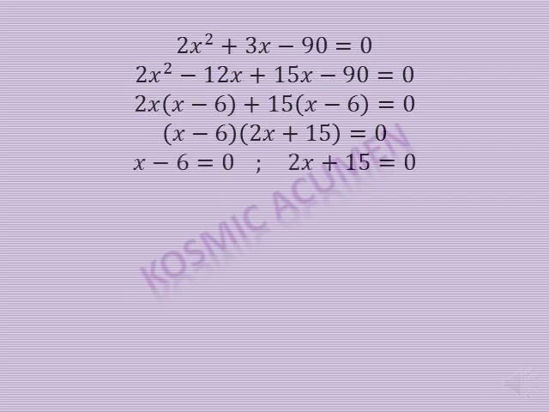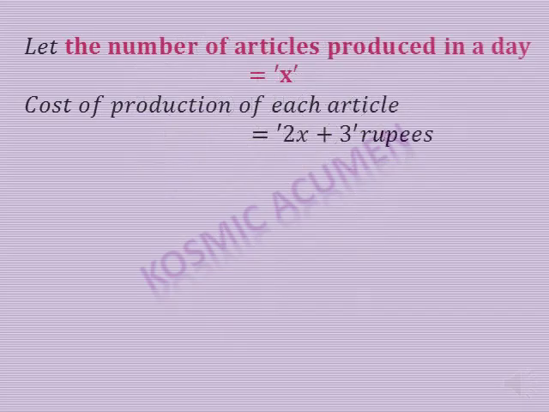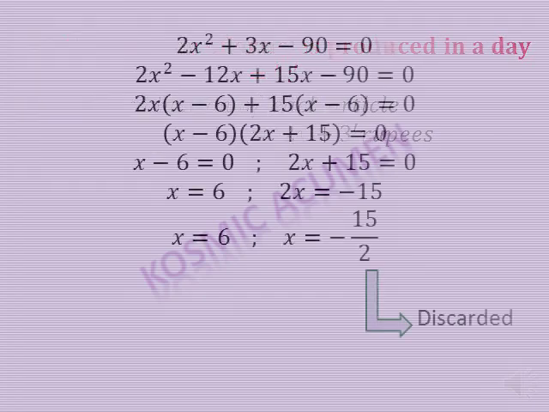On further solving, we see that x minus 6 is equal to 0 and 2x plus 15 is equal to 0. We solve x minus 6 equal to 0 and get x equal to 6. And we solve 2x plus 15 equal to 0 and we get x equal to minus 15 upon 2. Now looking at what this x we had assumed initially, we had assumed this to be the number of articles that were produced in a day. So we see that x cannot be negative. So this value here, minus 15 upon 2 is discarded and we are left with x equal to 6.